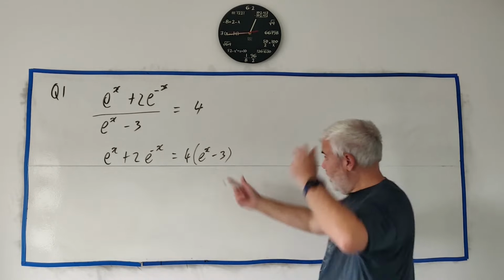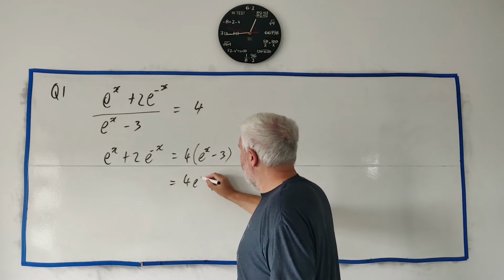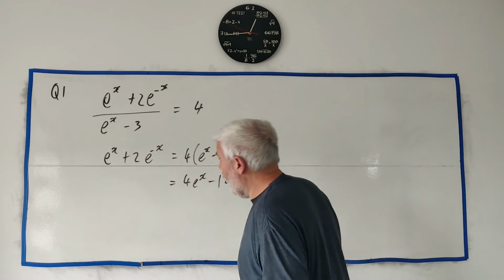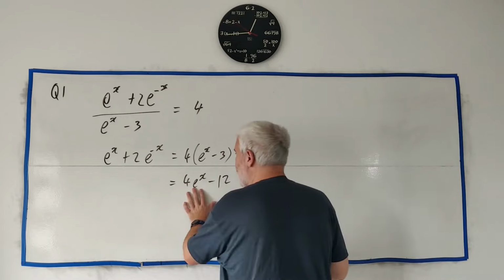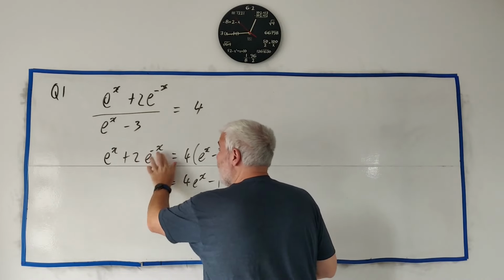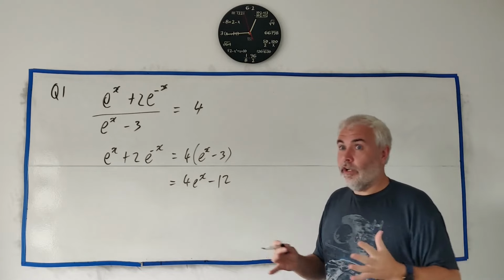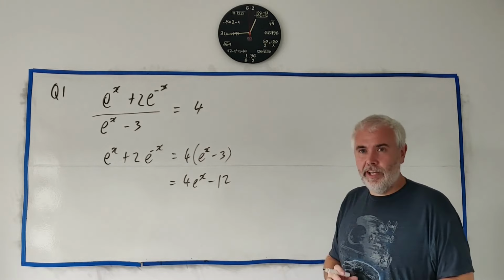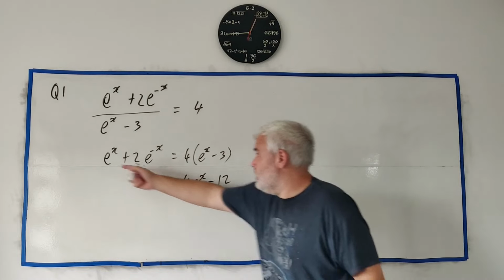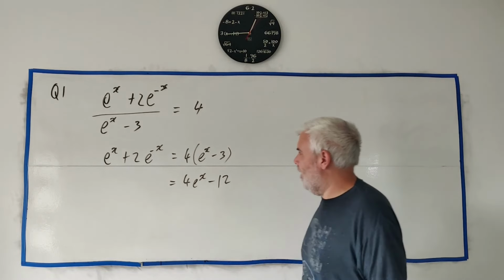Okay, next thing, I guess we could multiply this out, 4e^x minus 12. So we have e^x here, and e^x here, and e^(-x). Tantalizingly close to each other, but they can't really interact all that easily. But this one and this one can. So let's move everyone over to the left-hand side.